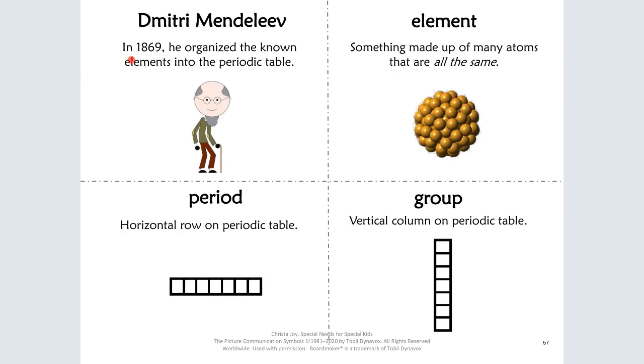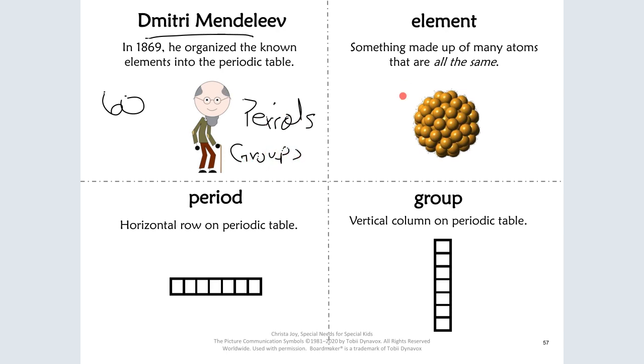So in 1869, Dmitri Mendeleev organized the periodic table. There were 60 elements at the time. He was the guy that put them into periods and columns, or groups.